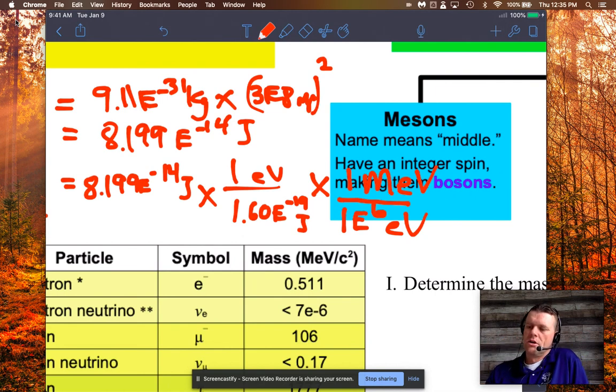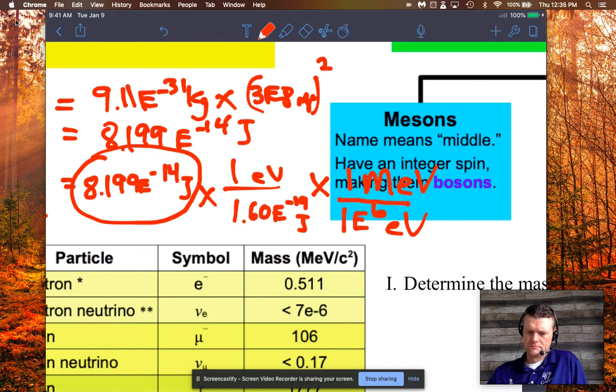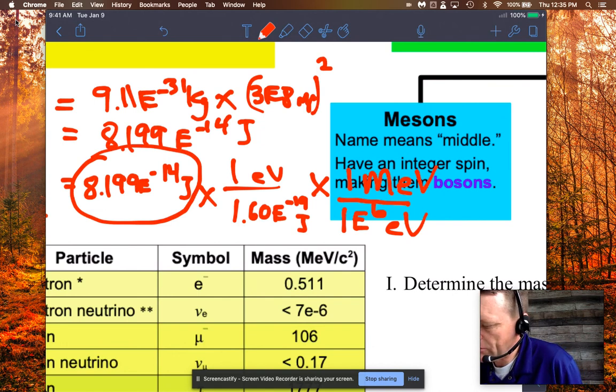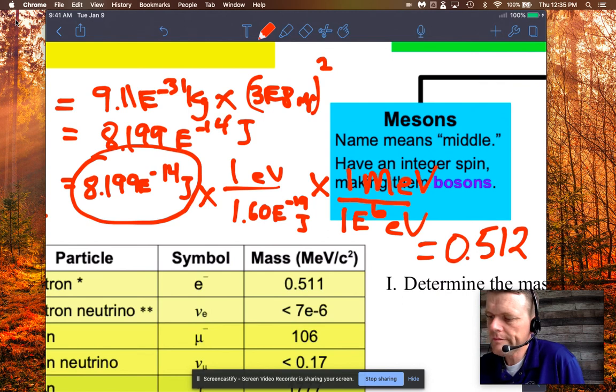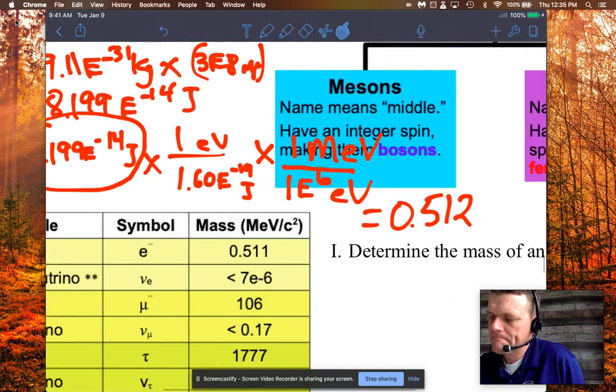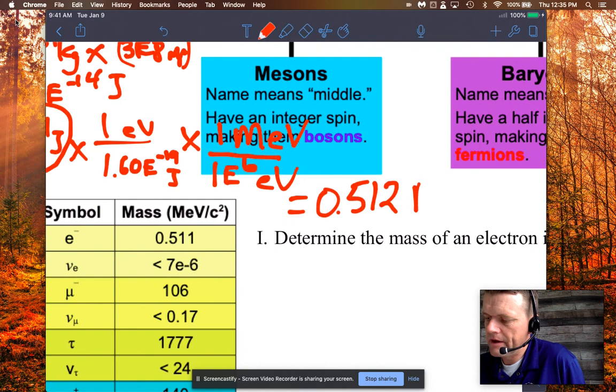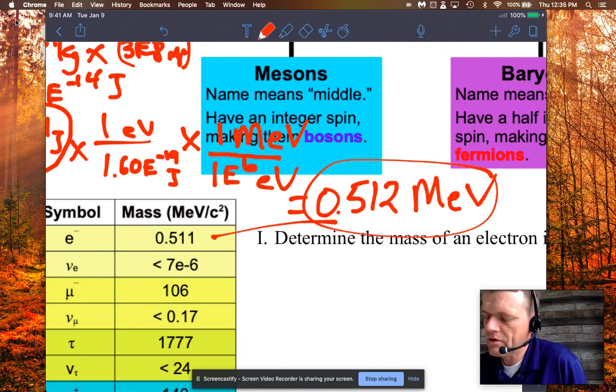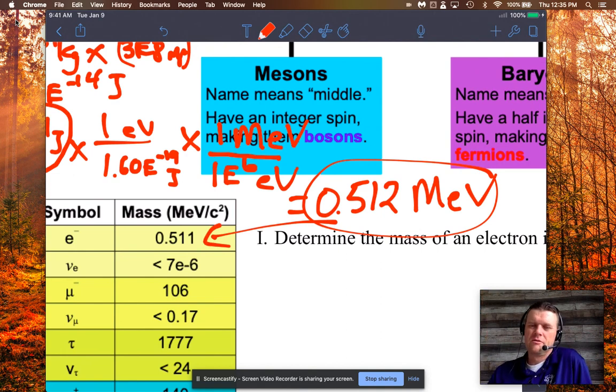Okay, so we take our original amount, which I still have in my calculator. Divide that by 1.6 times 10 to the negative 19. And then divide that by 1 million, or 1 times 10 to the 6. And lo and behold, we get 0.512. I should say that is mega electron volts. So look at this number here. Woohoo. In fact, I think even on your formula sheet, they do have 0.512.